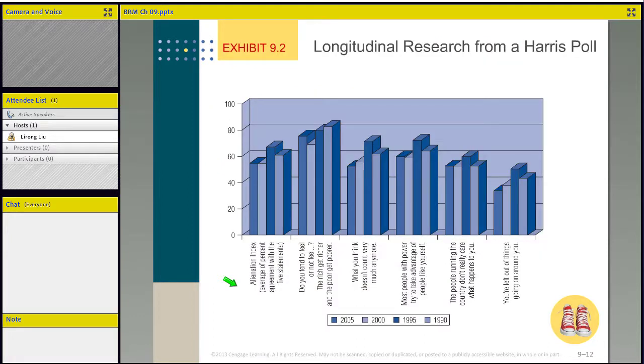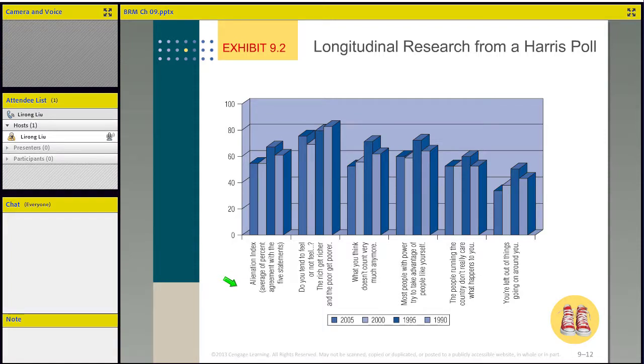All right. I guess this is the last page, but it's just an example showing you there's a Harris poll over time starting from 1990 to 2005 with different survey questions. But that's all about Chapter 9.